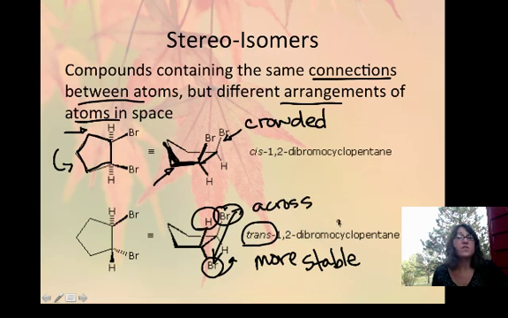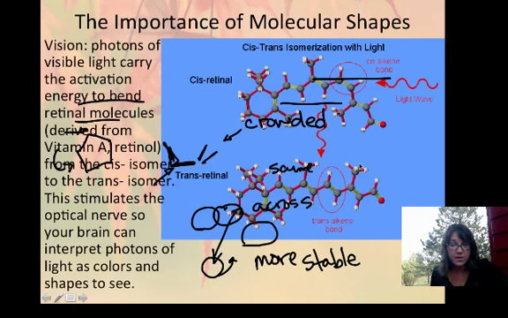This is one type of stereoisomer we could have, the cis-trans configuration. Cis would be on the same side, and trans would mean they're across. The same side is more crowded, so that tends to be less stable. This is a pretty critical type of configuration.